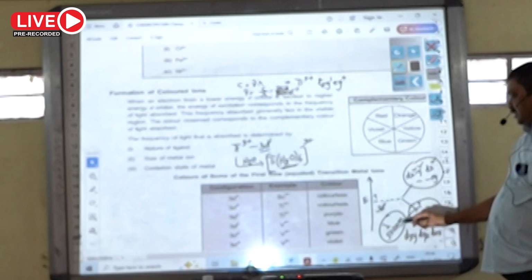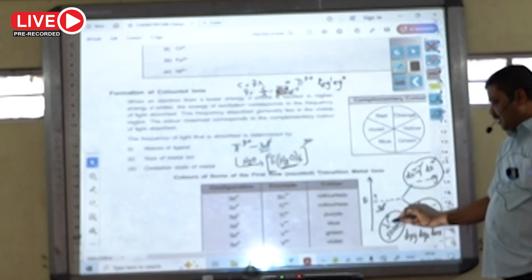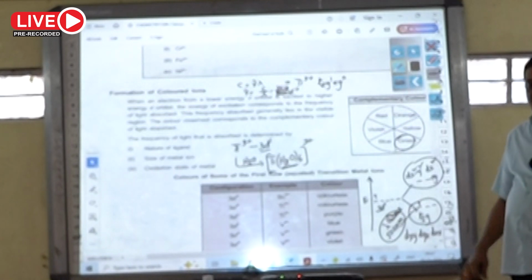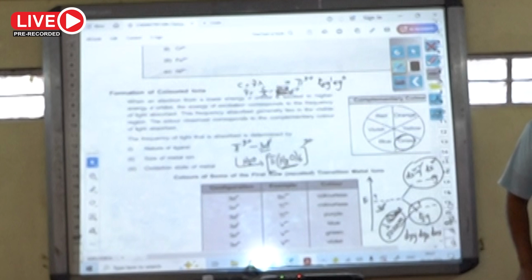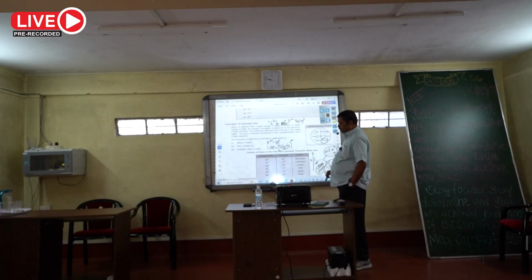When green wavelength is absorbed, this 500 nanometers is related to green color light. So when green wavelength is absorbed in the VIBGYOR, this green is absorbed. The remaining wavelengths appear in the form of purple color. That's why titanium 3 plus is purple. But I'll give one more beautiful example.